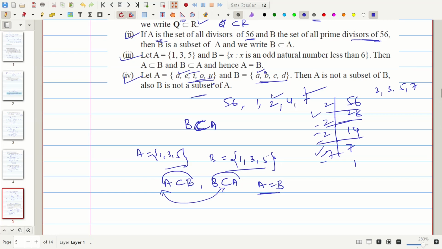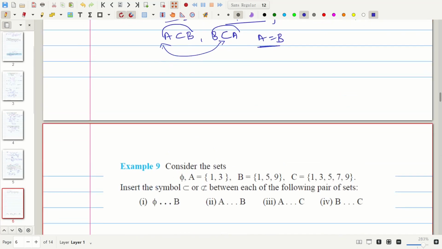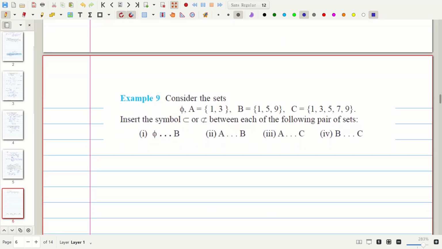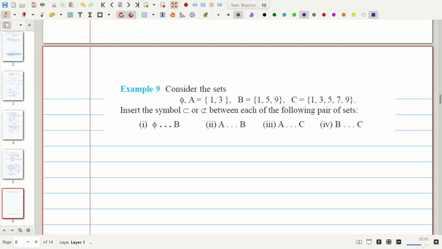So we can say there are elements present in A which are not in B, and elements present in B which are not in A. A is not a subset of B, and B is also not a subset of A. This is an example of sets that are not subsets. Now we'll see some more examples.